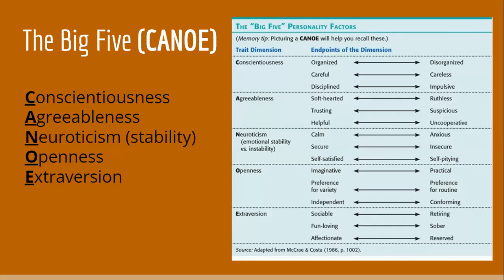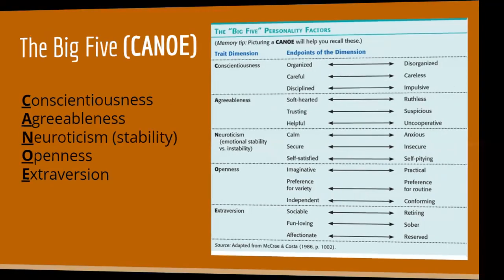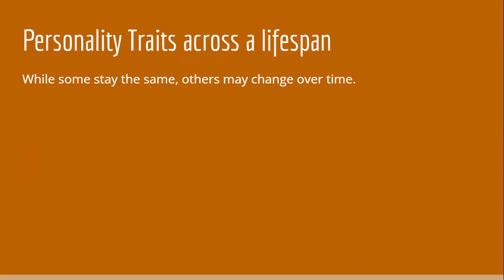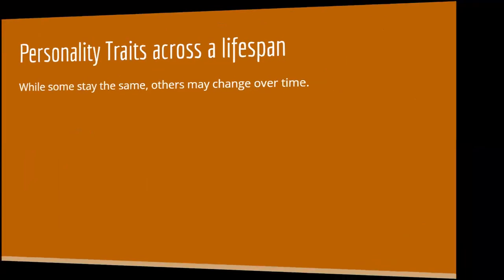Agreeableness, neuroticism, openness, and extroversion. Right? So for the C one, are we organized or disorganized? Are we careful or careless? Are we disciplined or impulsive? Agreeableness, I'm not going to say all of them, but as you can see, these are the five things they think are the traits that we're looking for. And you just need to know that across a lifespan, while some traits stay the same, others may change over time. Some people might be introverted and end up more extroverted later on.